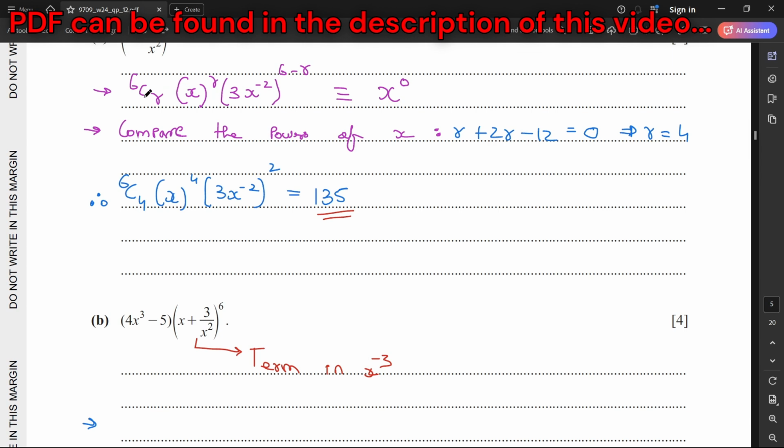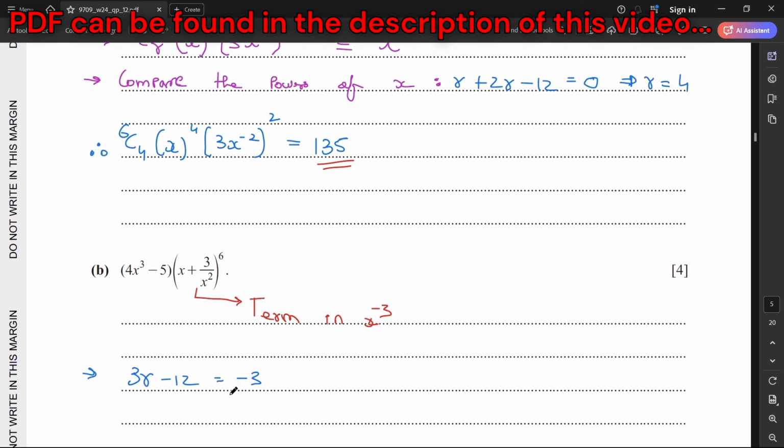On the left hand side, there is no change at all. On the right hand side, now the power is equal to negative 3. So for what value of r will I be getting x power of negative 3? It will be 3r minus 12. I got 3r minus 12 from this side is equal to negative 3, because that is what I'm looking for. And then this is going to give me the value of r as 12 minus 3 is 9. 9 by 3 is 3. So r comes out to be 3.